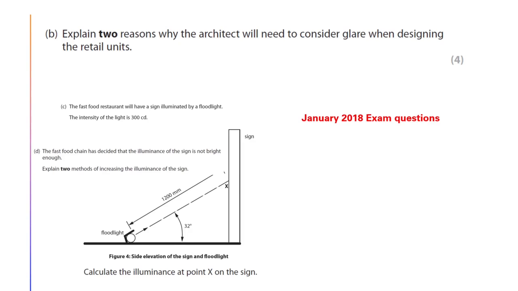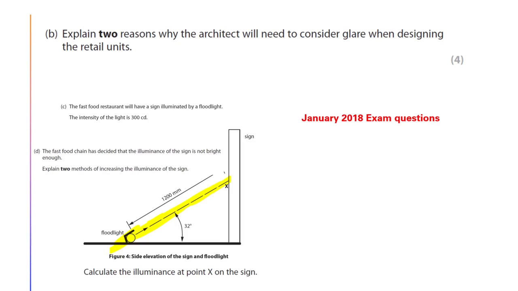We've got another question here: the fast food restaurant. They've given a scenario, and I've extracted this from there. A restaurant is being designed, and you're doing illumination design for it, and it'll have a sign illuminated by a floodlight. The intensity of the light is 300 candela. So you can see this is the scenario. This is the angle of light. This is Lambert's cosine law, which you're going to do in the second session. You're going to do basic stuff with me, then you're going to do the merit level exam question with Josh. Explain 2 methods of increasing the luminance of the sign.